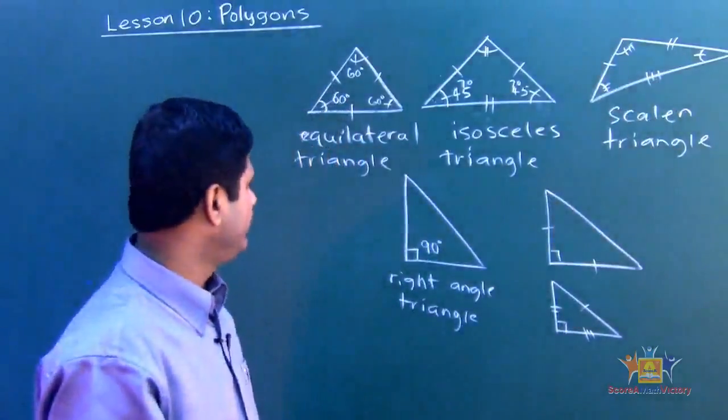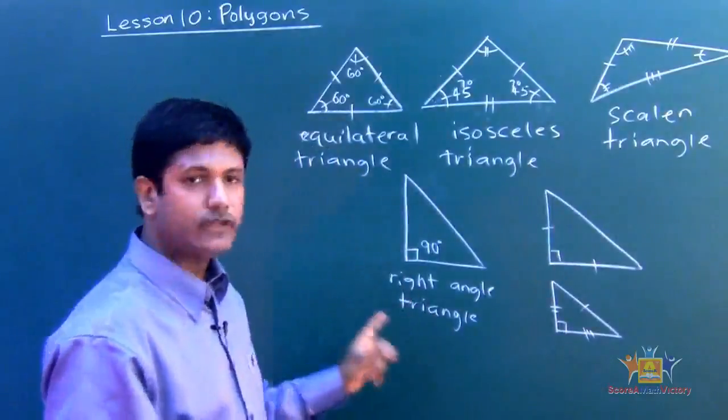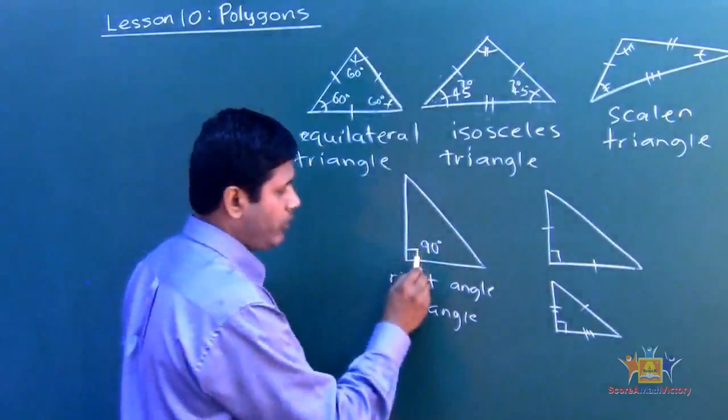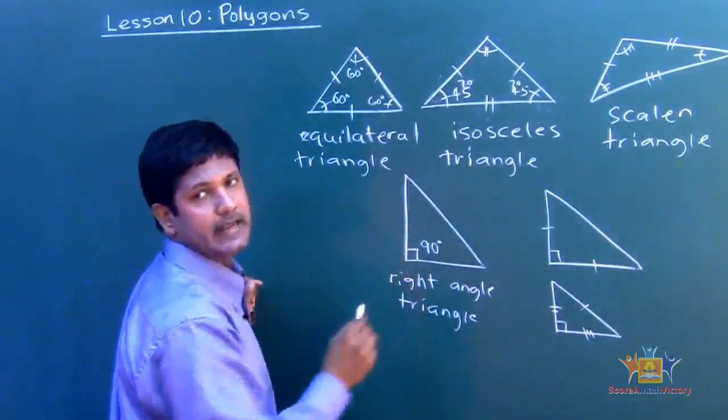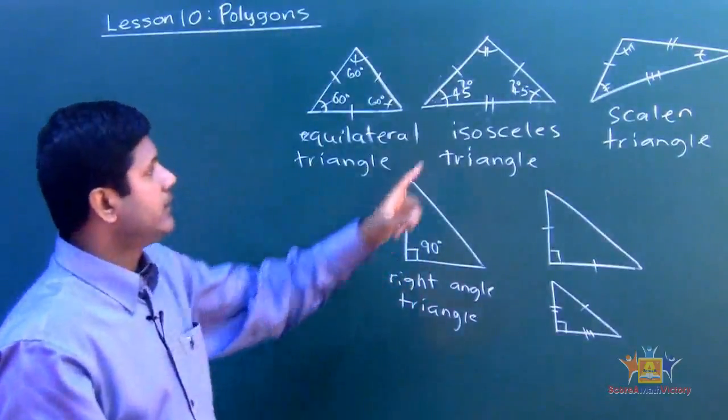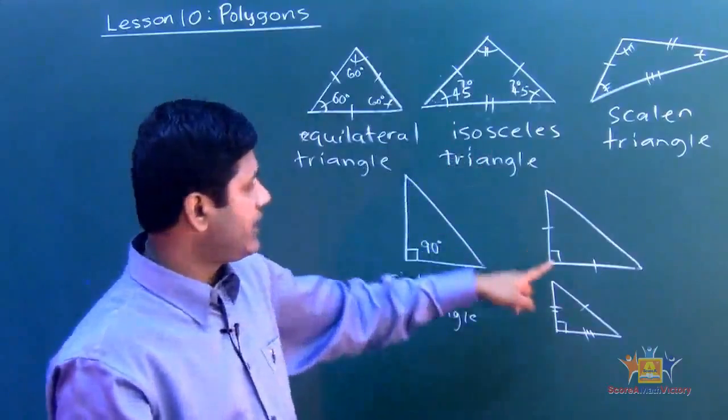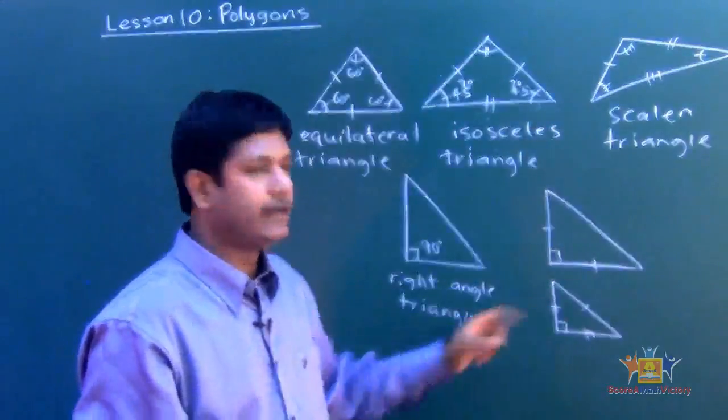And then the right angle triangle: always one corner has 90 degrees. I can associate a right angle triangle with isosceles or scalene.